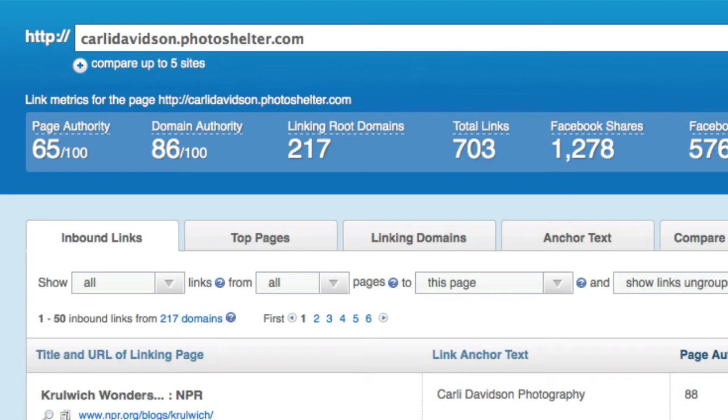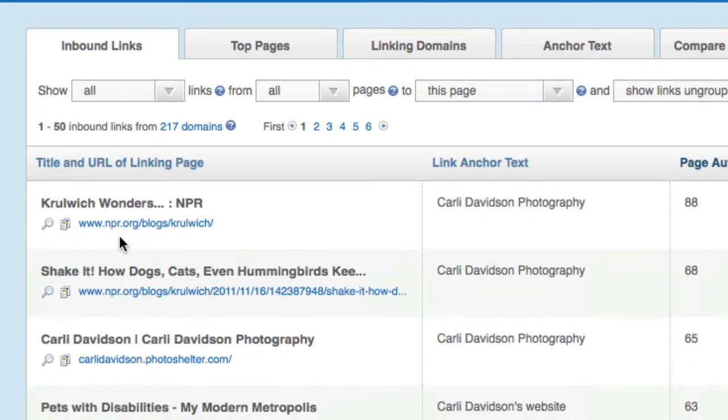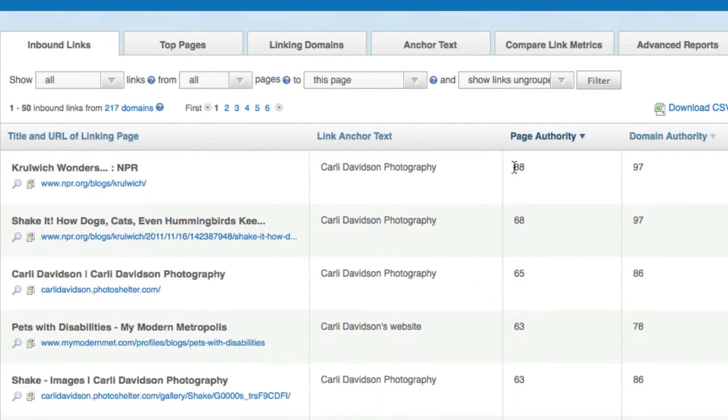Now they've added Facebook shares, Facebook likes, tweets, and Google plus ones, and I guarantee you that these are low compared to what we know that Carly's done. But the other neat thing that it's showing us is some of the top links here. So for example, she's got one from npr.org, and you'll notice that it's showing the page authority and the domain authority of the person that's linking back to her. So NPR has a domain authority of 97 out of 100. You want that link.